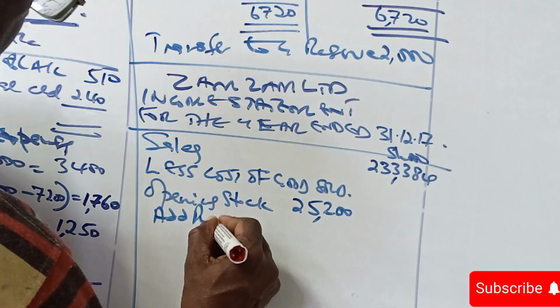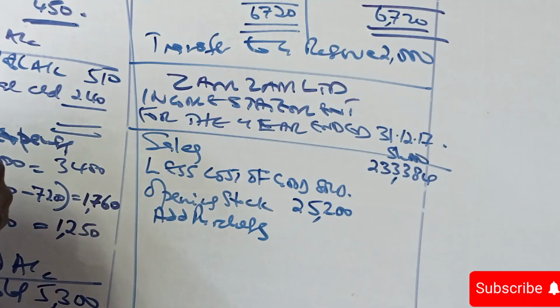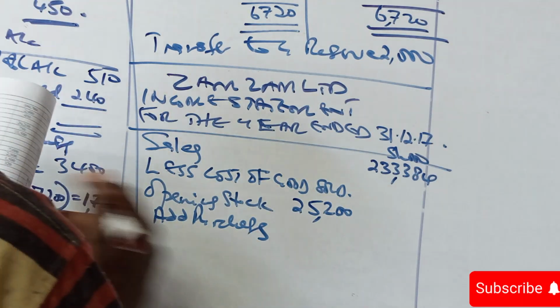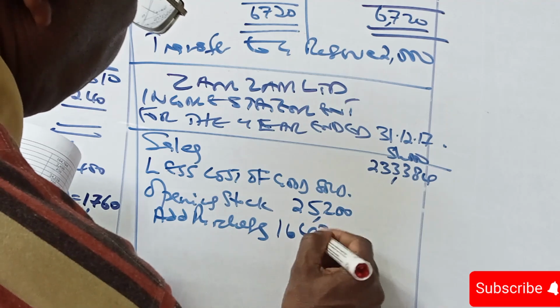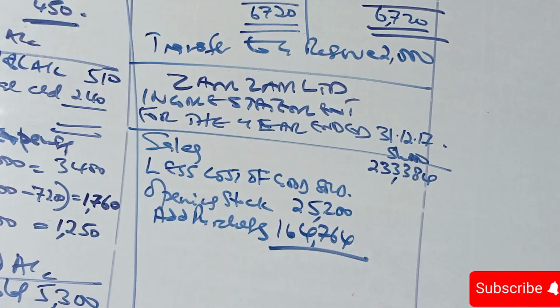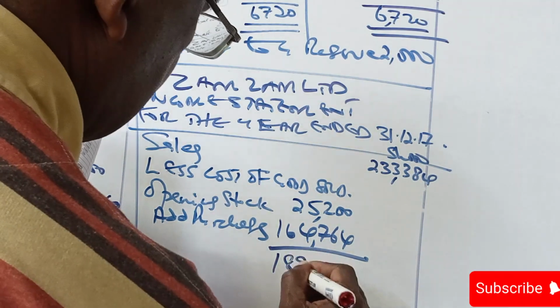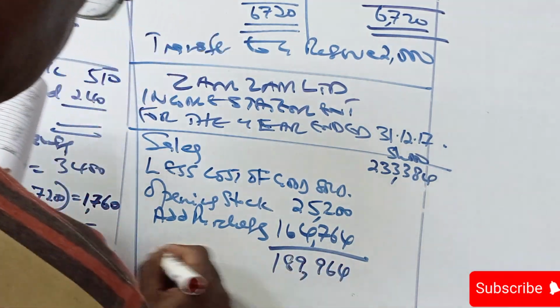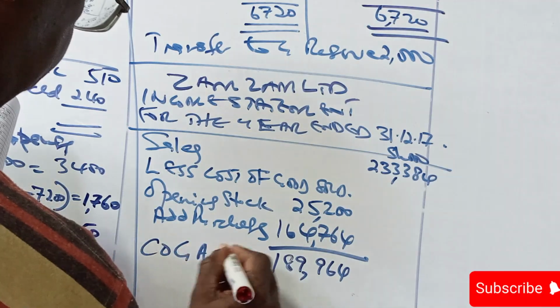So we add the purchases. Remember the format. Purchases is 164,764. 25,200 plus 164,764, we get 189,964. We say this is cost of goods available for sale.